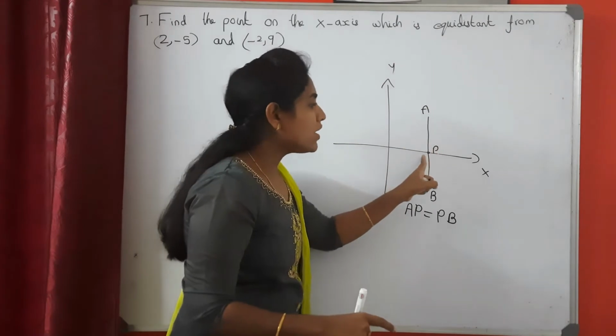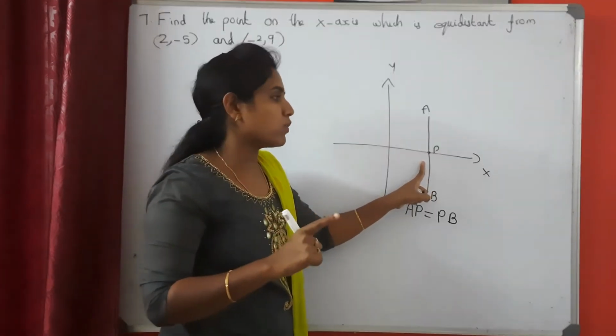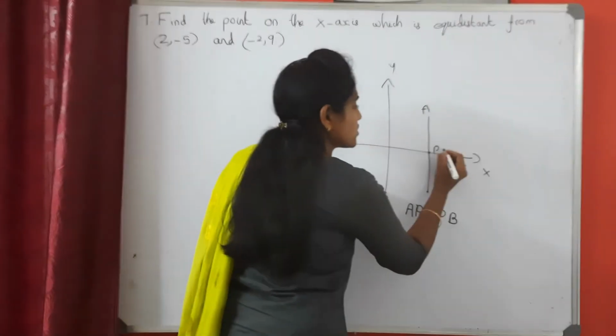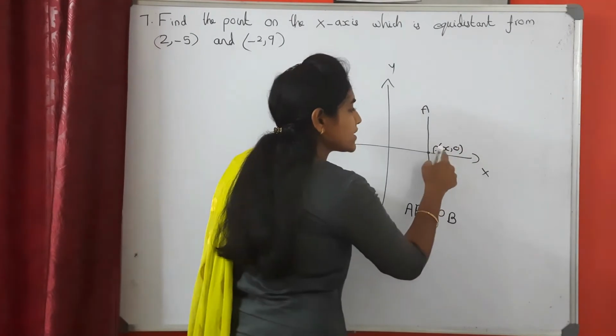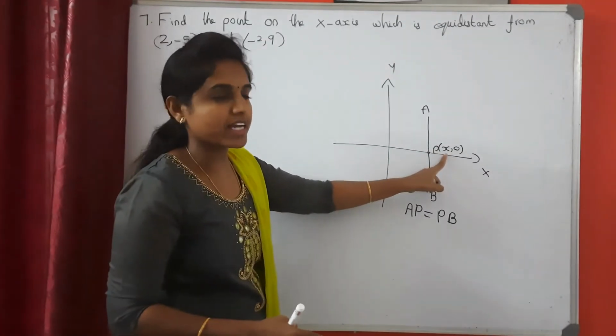They are saying the two distances are equal, and also that the point P is on the x-axis. On the x-axis, we know what? On the x-axis the y value is 0. So x comma 0. The point P is (x, 0). So we have to find the x value.